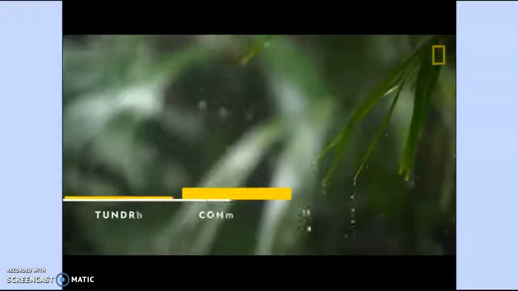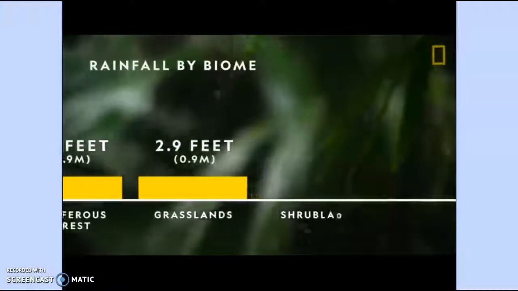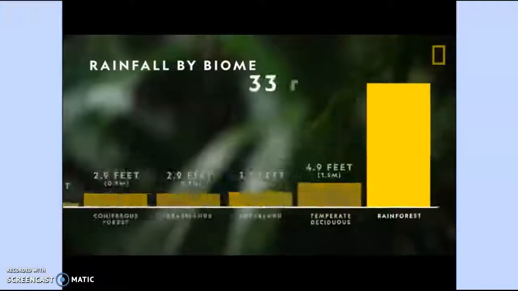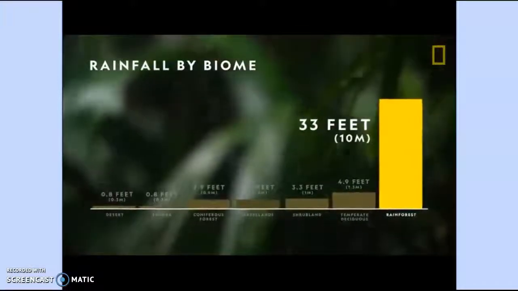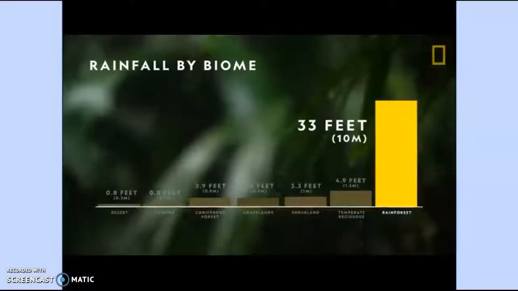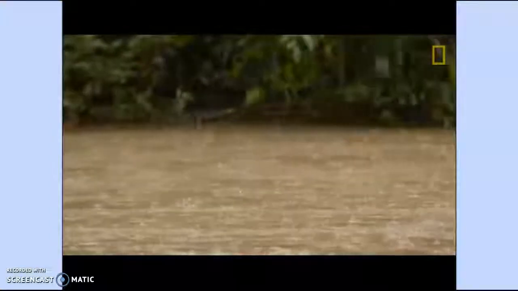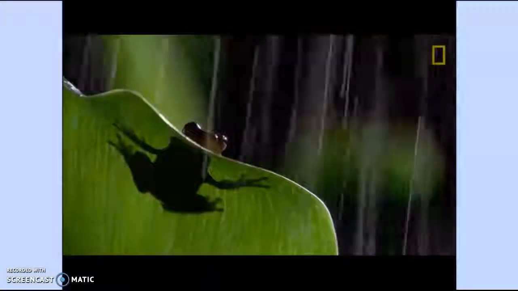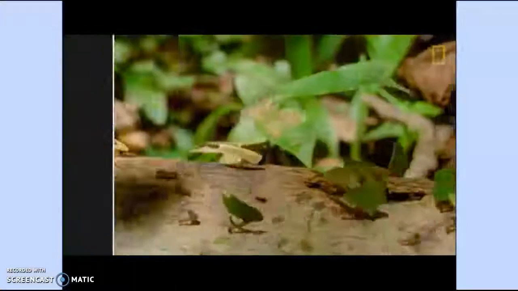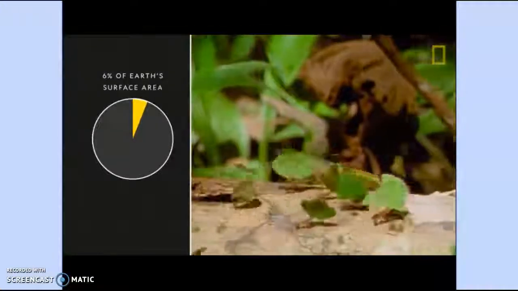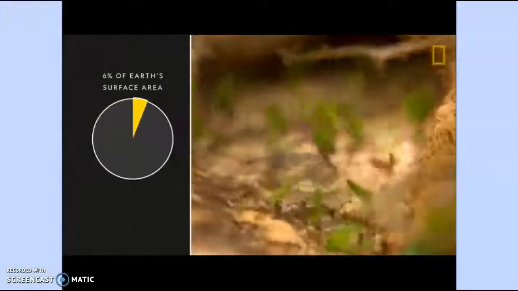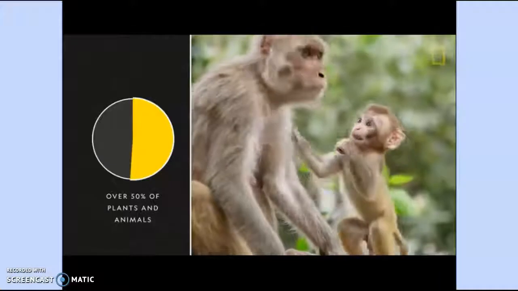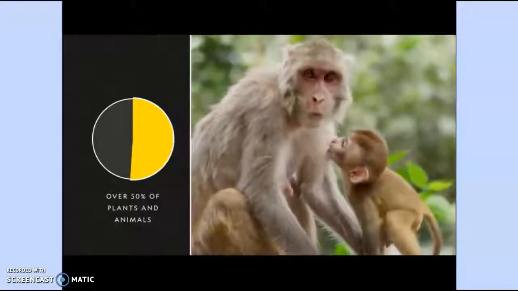As their names imply, temperate and tropical rainforests are the wettest forests on Earth, receiving up to about 33 feet of rain per year. This precipitation plays a critical role in creating an exceptionally lush and biologically diverse habitat. While rainforests only make up about 6% of the Earth's surface area, they are home to over half of the world's plant and animal species.